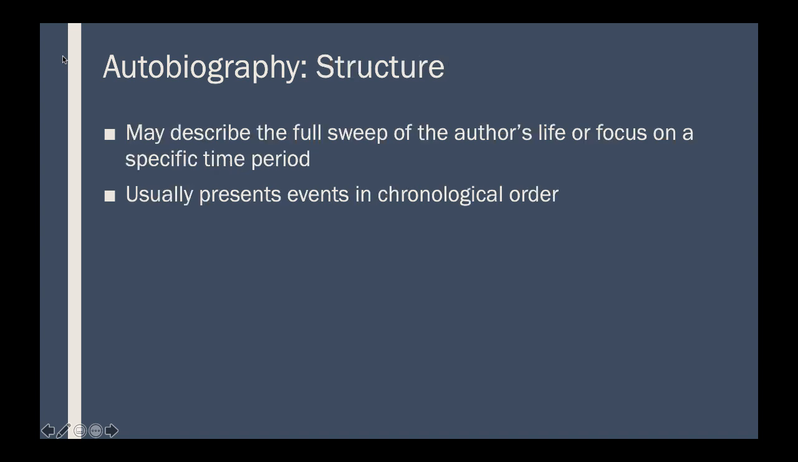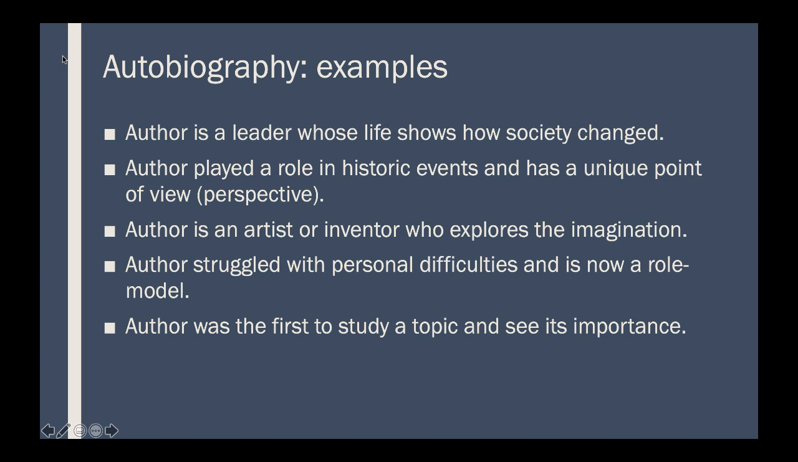The structure of an autobiography may describe the full sweep of the author's life or focus on a specific time period, and it usually presents events in a chronological order. Chronological means in order of time. Some examples of autobiography are below.